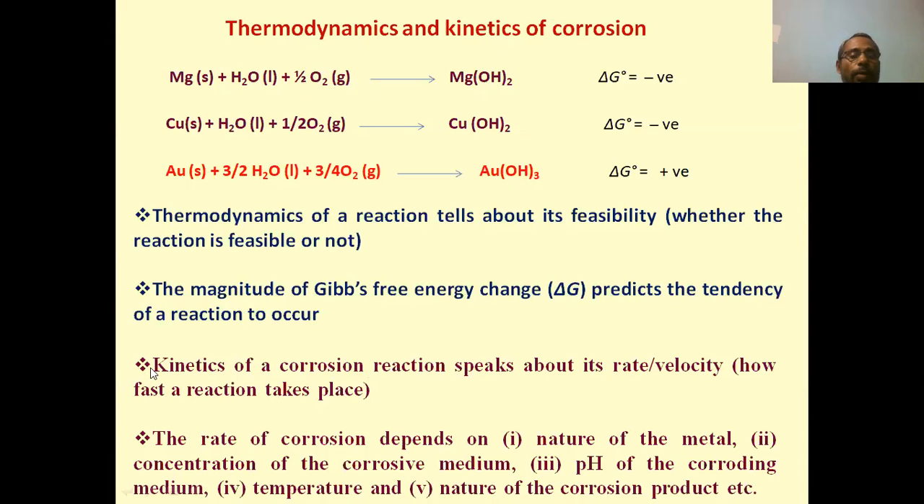But again, the fastness or the rate of that reaction depends upon various factors. Like here, what is the nature of the metal, what is the concentration of the corrosive medium or the surrounding environment, what is the pH of the corroding medium, what is the temperature of the surroundings, and also what is the nature of the corrosion product that is formed over the surface.